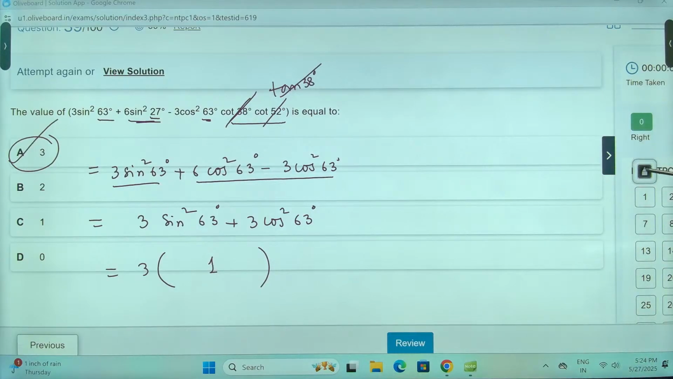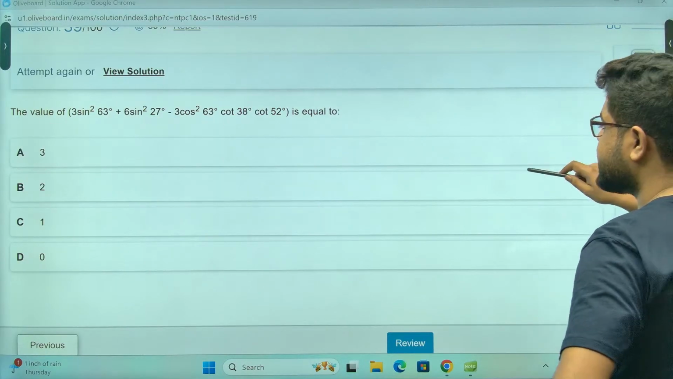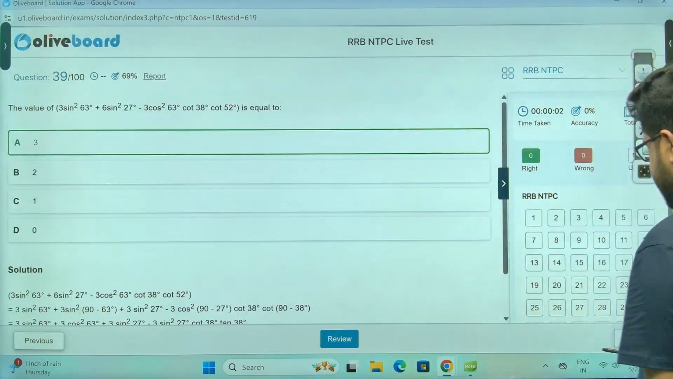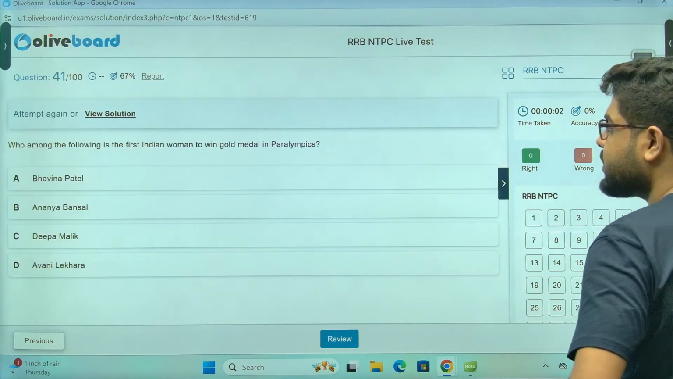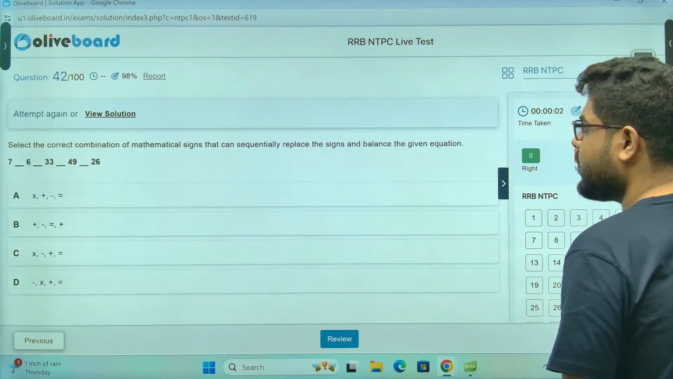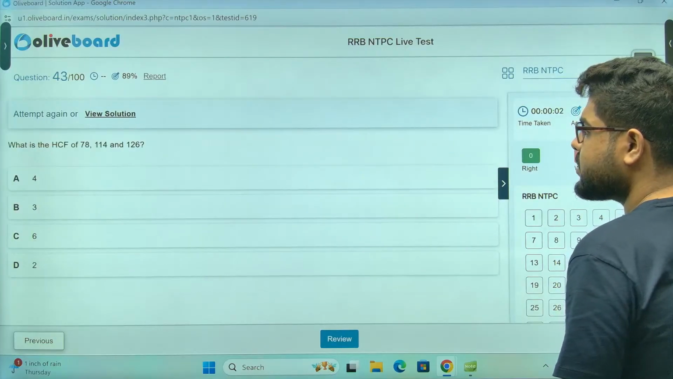Very, very, very simple. Very simple question, sir. Very simple, right? Moving on, sir. बाप रे, already 40 तक भी नहीं जा पाया आज.